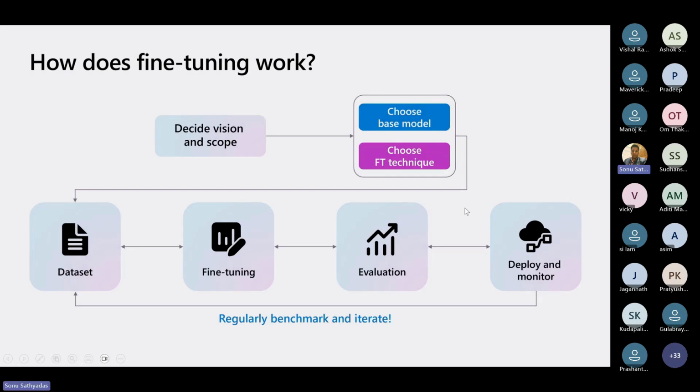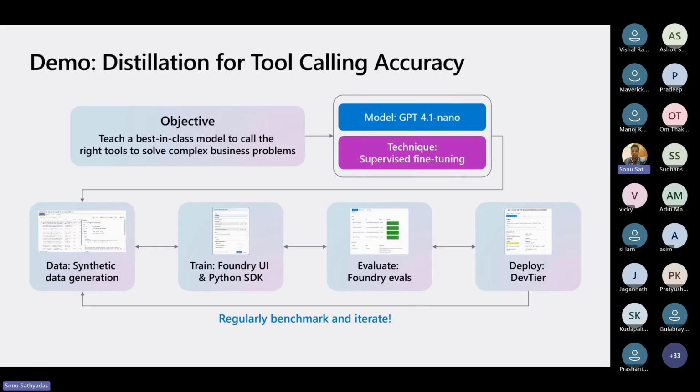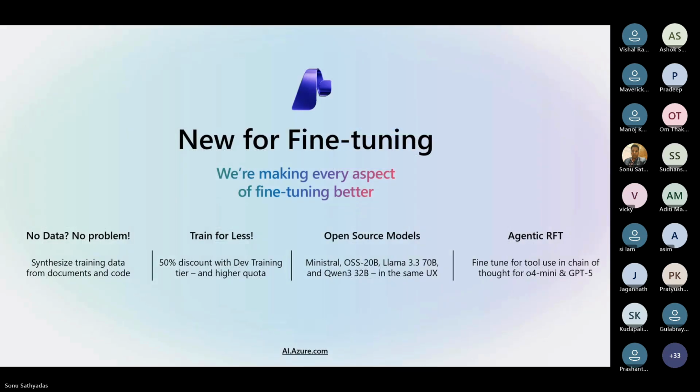So that is how we do the fine tuning in Azure AI Foundry. So we can see that fine tuning is now very easy to do with Azure AI Foundry. So in AI Foundry, you can use the synthetic training data. Even if you don't have the data set with you, no problem. You can still go and create the data set using the synthetic data generation feature.